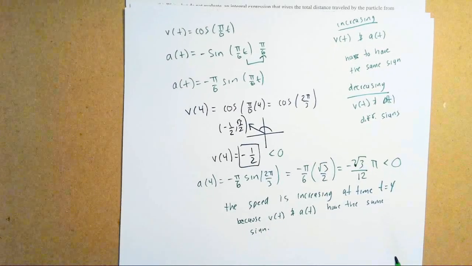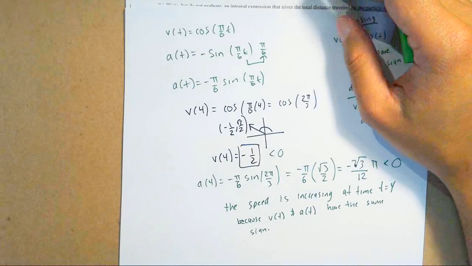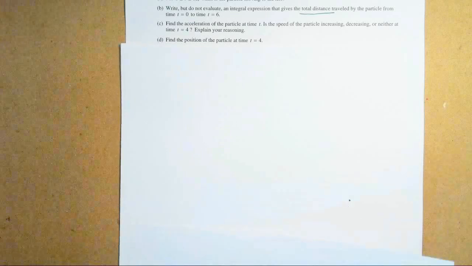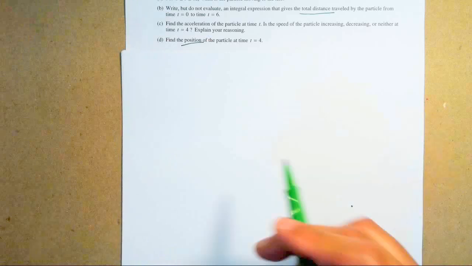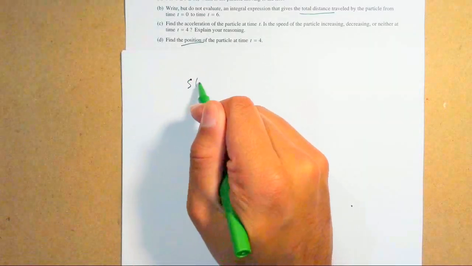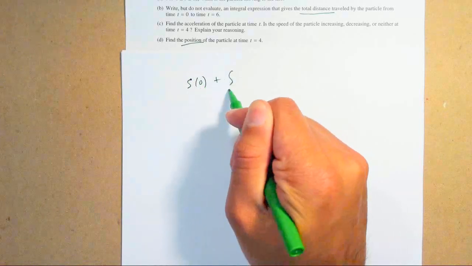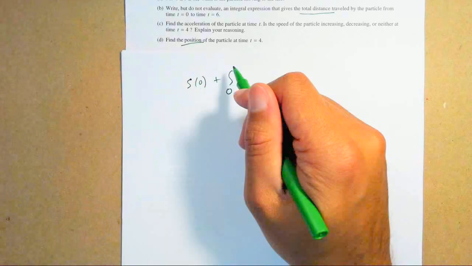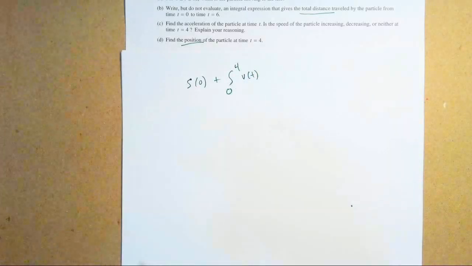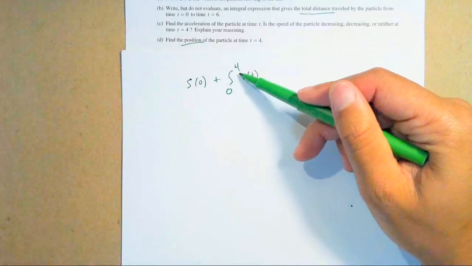Okay? So then our last part of this question is part D. Well, part D says find the position of the particle at time t equals 4. Keyword, position. We have to know what position means. Position, when it comes to calculus, is you have to include the initial, which is going to be s of 0, plus 0 to some number. In this case, we're going all the way to 4 of your velocity.